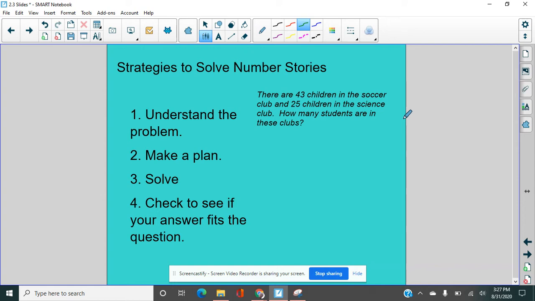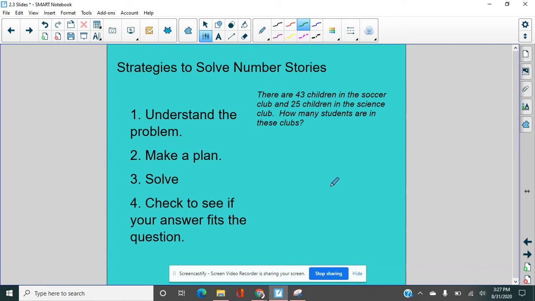Right. Hopefully, you talked about a group of students playing soccer and a group of students doing science. So, when it says how many students are in these clubs, what do you think we should do to try to figure that out? All right. So, what should we do? We have 43 students in the soccer club, 25 in the science club, and we want to know how many are in these clubs, right? Seems like maybe put them together. That's my plan. So let's solve that.